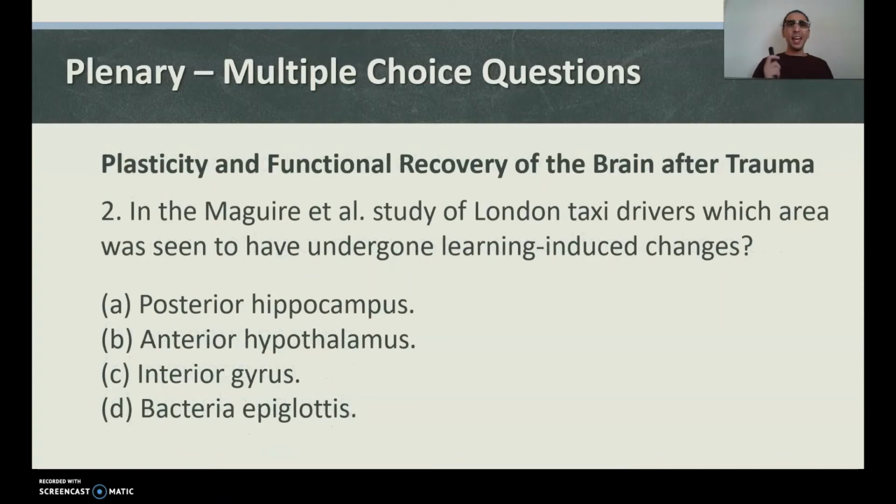Number 2. In the Maguire et al. study of London taxi drivers, which area was seen to have undergone learning-induced changes? Ooh, which one was it? Was it A, the posterior hippocampus? Was it B, the anterior hypothalamus? Was it C, the anterior gyrus? Or was it D, bacteria epiglottis? It's got to be the hippocampus, surely. I'm going hippocampus. Yee. 2 out of 2.